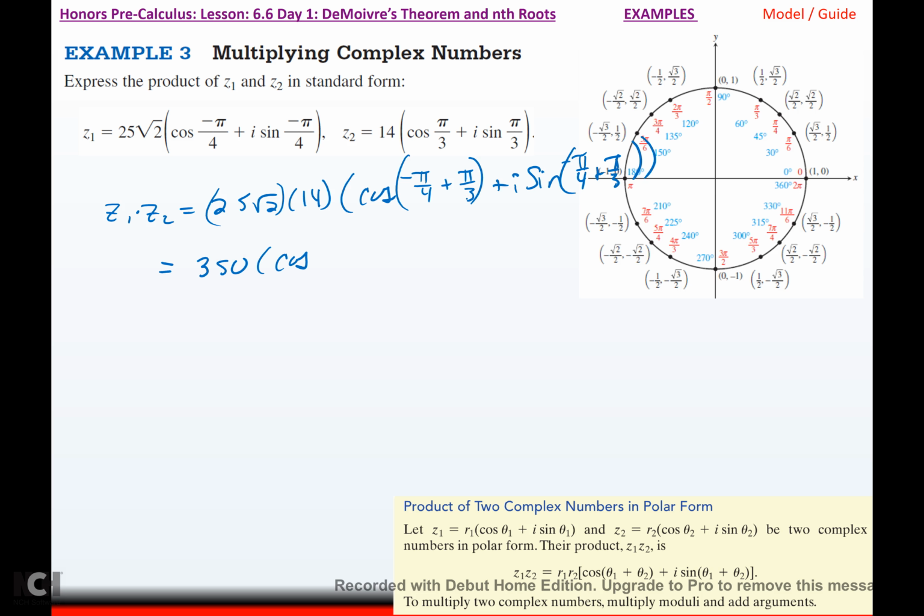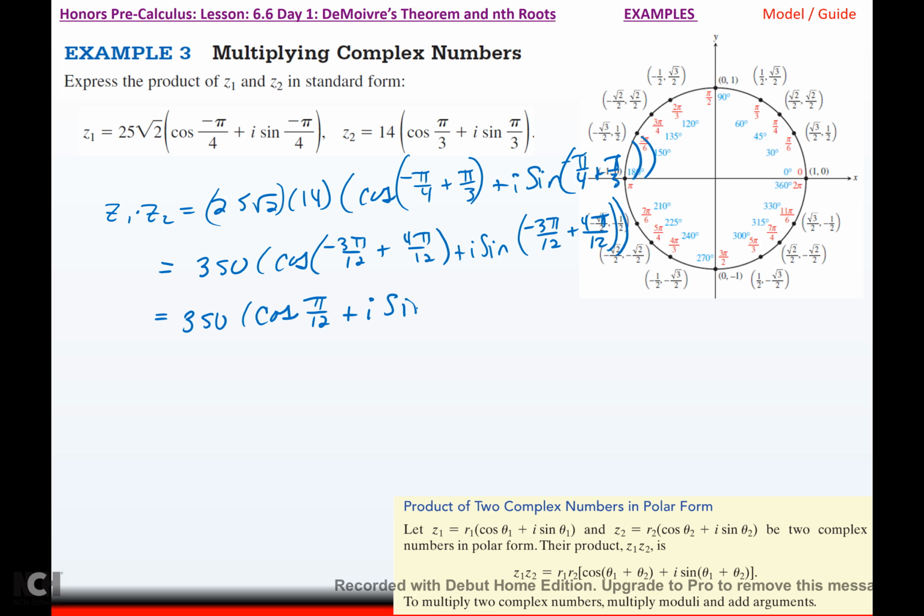This is going to be cosine. I need a common denominator, which is going to be 12. So negative 3 pi over 12 plus 4 pi over 12, plus i sine, common denominator again is going to be negative 3 pi over 12 plus 4 pi over 12. So that gives me 350 cosine of pi over 12 plus i sine pi over 12. Alright, and there is the product of those two.